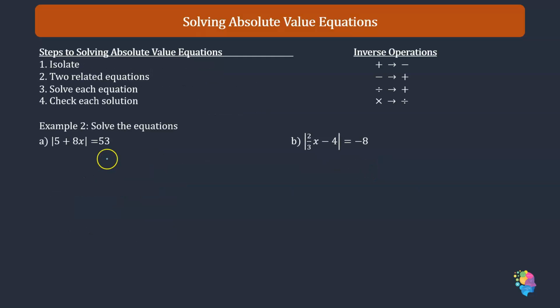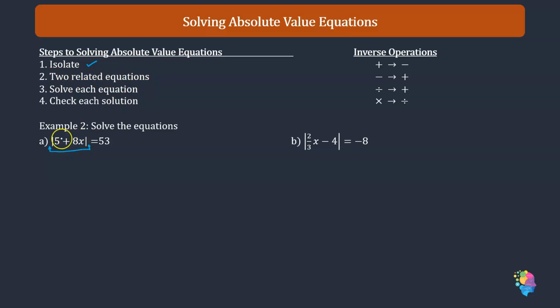Okay, let's do 2a following the steps. First, we need to isolate. What exactly does that mean? Well, it means that there cannot be any number or values in front or at the end of the absolute value. Since there isn't any in this example, we are done with step 1. Now we need to write the two related equations.